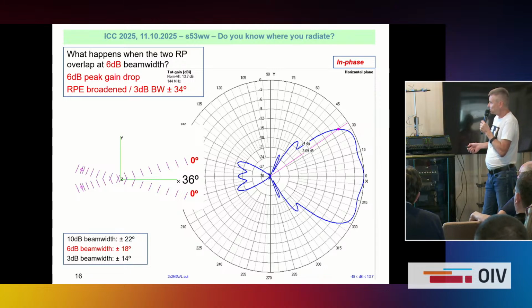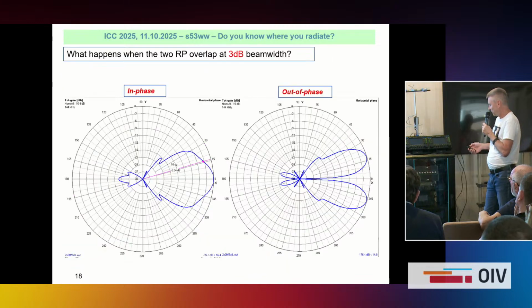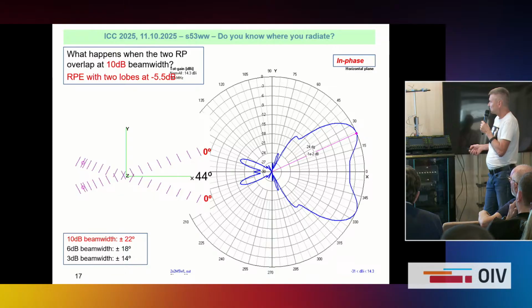So these 2 antennas just overlap at 6 dB angle. And you can see you increased the 3 dB beam width almost by 3 times. Gain, of course, drops by 6 dB. And now if you go to the 10 dB offset, you start seeing 2 individual radiation patterns as we showed in the first or the second slide.